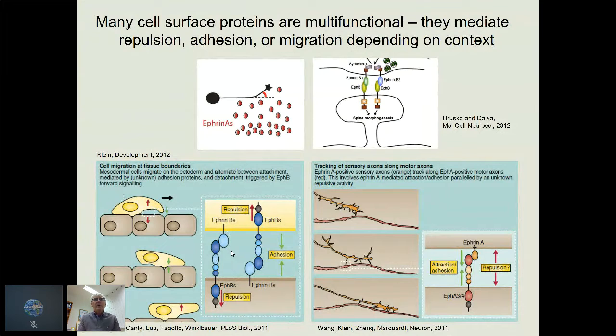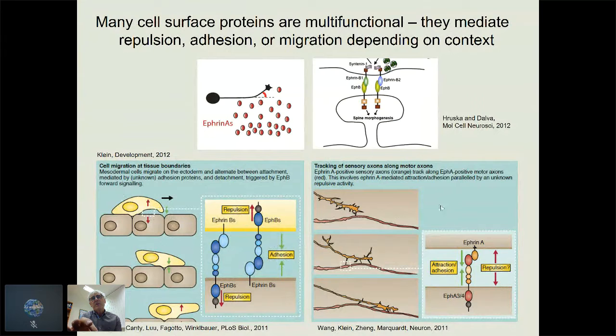So you would have ephrin, B-type ephrins, the transmembrane ephrins, expressed by one cell, and the corresponding receptors on the other cell. And when the two cells meet, you get a repulsive event, so they can detach. And by some unknown adhesive force, probably adhesion molecules, then the next round of attachment starts.